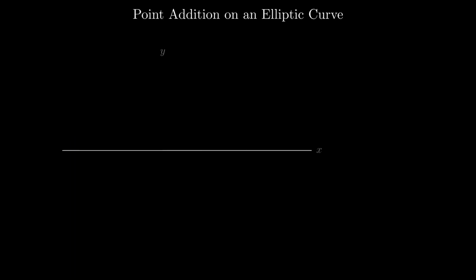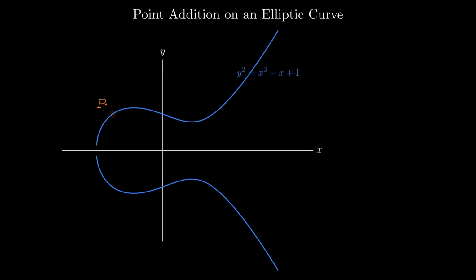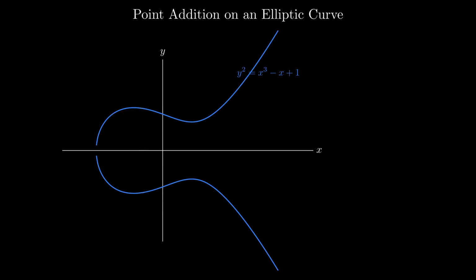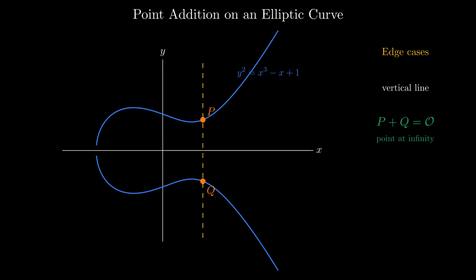On this curve, we define a strange kind of addition. Take 2 points, P1 and P2. Draw a straight line through them, and that line will intersect the curve at exactly 1 more point. Reflect that third point across the x-axis, and the result is P1 plus P2. It's a geometric rule, but it behaves like real addition. Commutative, associative, with an identity element. 2 edge cases matter. If you add a point to itself, P plus P, the line becomes the tangent at that point. If 2 points sit on a vertical line, it hits nothing else, and the result is defined as the point at infinity, our 0.